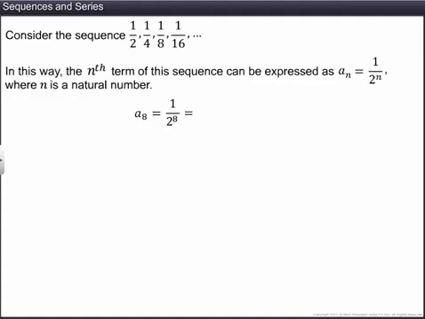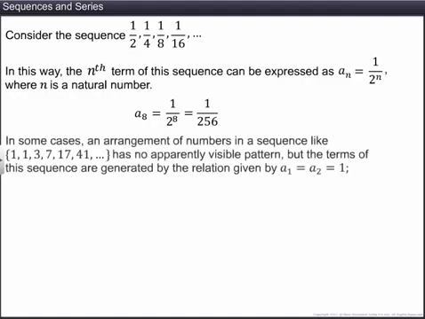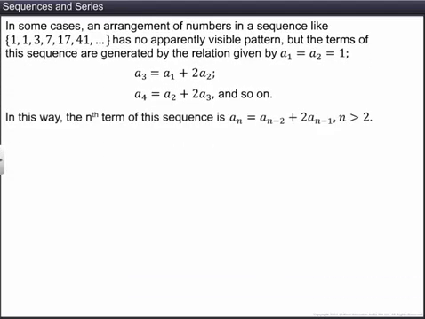In some cases, an arrangement of numbers in a sequence like 1, 1, 3, 7, 17, 41, and so on has no apparently visible pattern. But the terms of this sequence are generated by the relation given by A1 equal to A2 equal to 1. The third term can be obtained by adding the first term and 2 times the second term. The fourth term can be obtained by adding the second term and 2 times the third term. In this way, we can obtain the nth term of this sequence by adding the (n-2)th term and 2 times the (n-1)th term for n greater than 2.